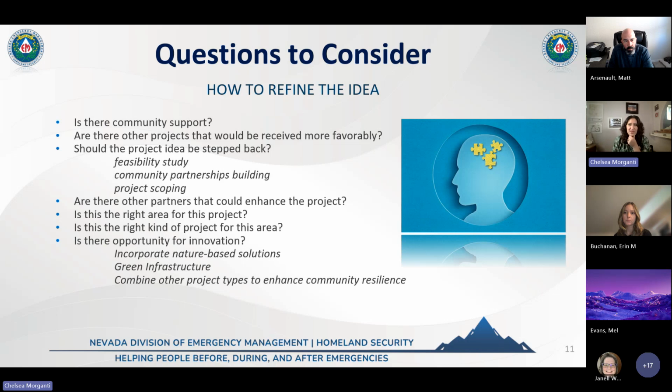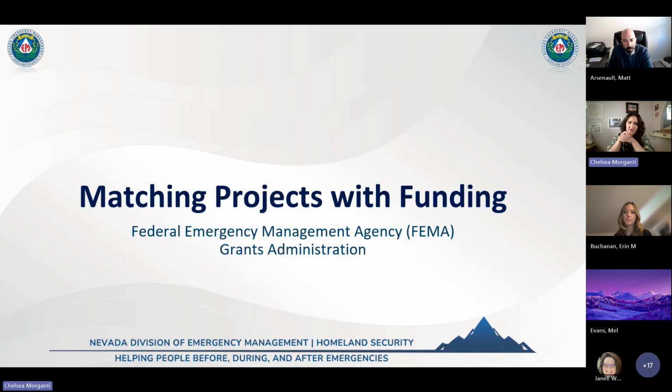So in this beginning process, in these beginning phases, we're just asking a lot of questions and trying to figure out what are your needs, what are your goals, what are your gaps, so that we can then move into matching your projects with your funding.